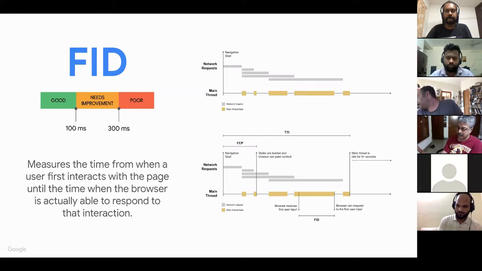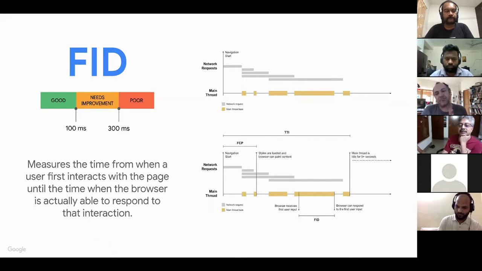First input delay. Okay, great. So first input delay is trying to measure when the page becomes interactive. In the past, again, we've tried different metrics. Time to interactive is one you might have heard of before. First contentful paint is one that we measured, kind of like when did this page start painting.